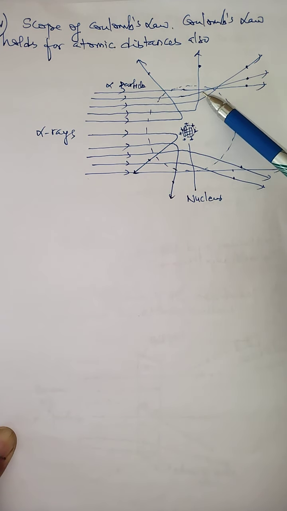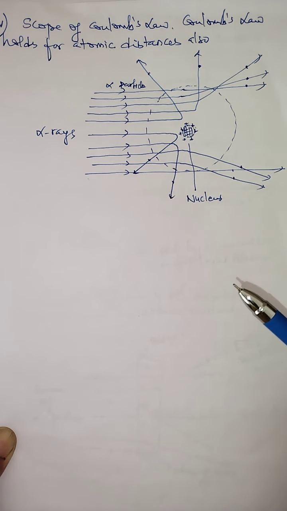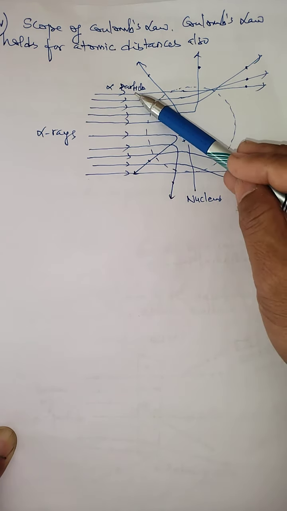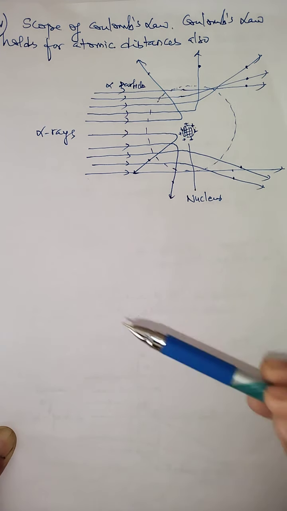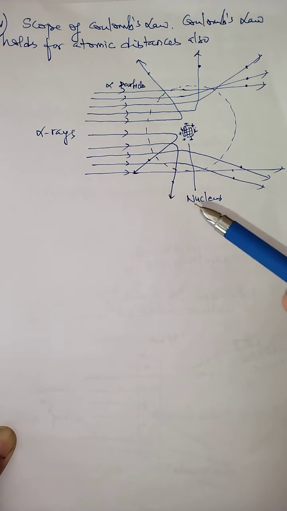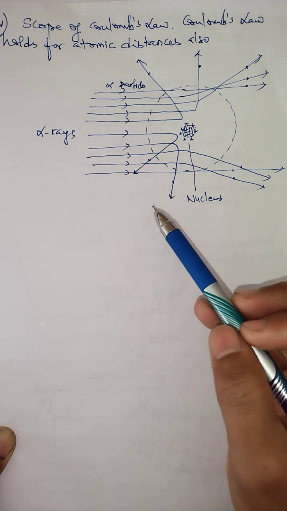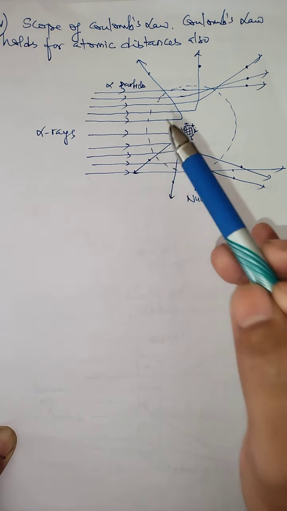That's why that alpha particle gets scattered by a smaller angle. Okay, so this scattering or deflection of the alpha particle by the nucleus is actually in accordance with which law? Coulomb's law.